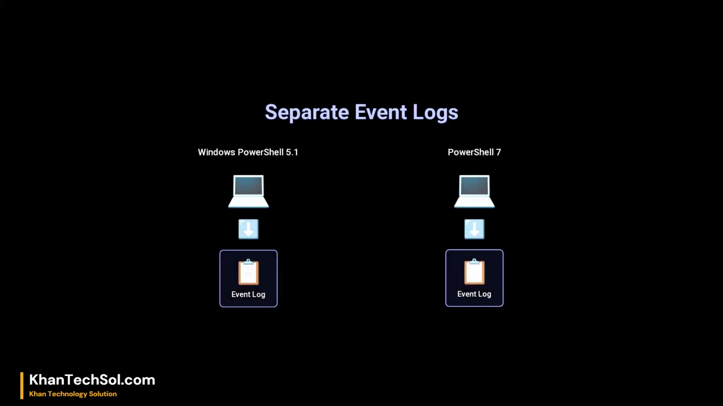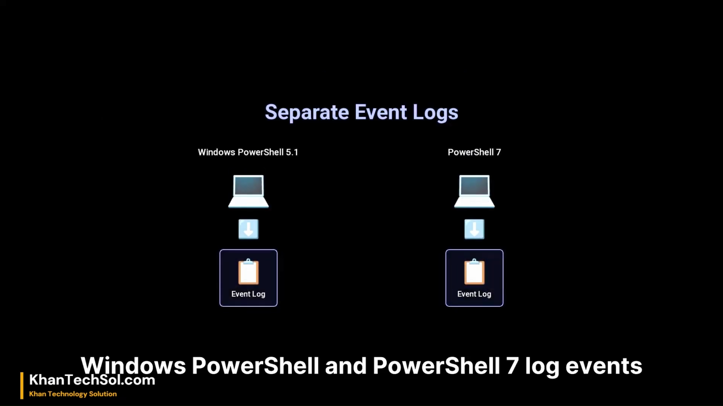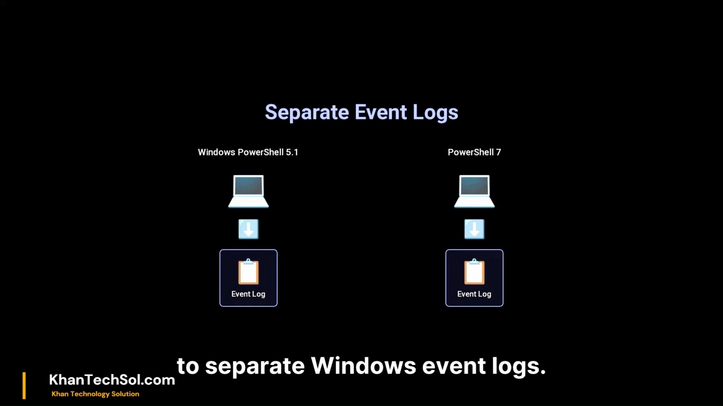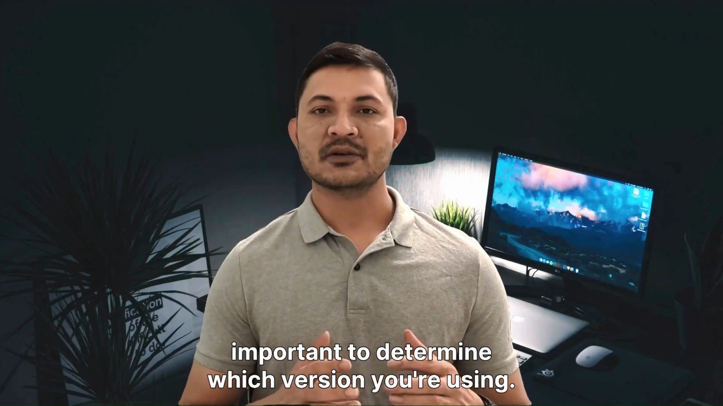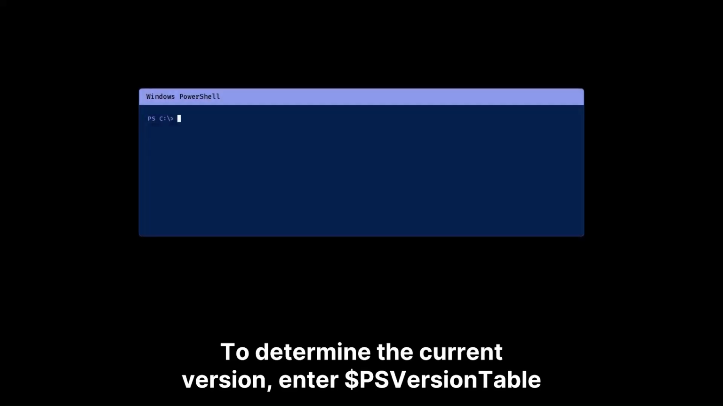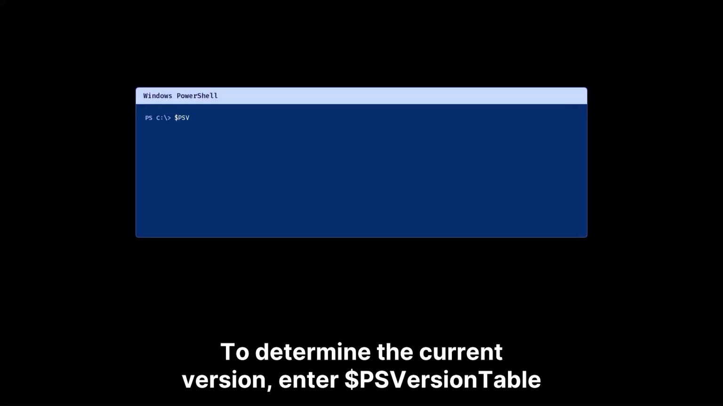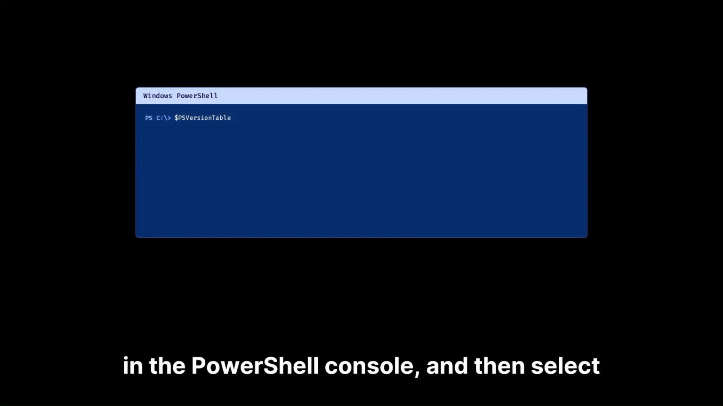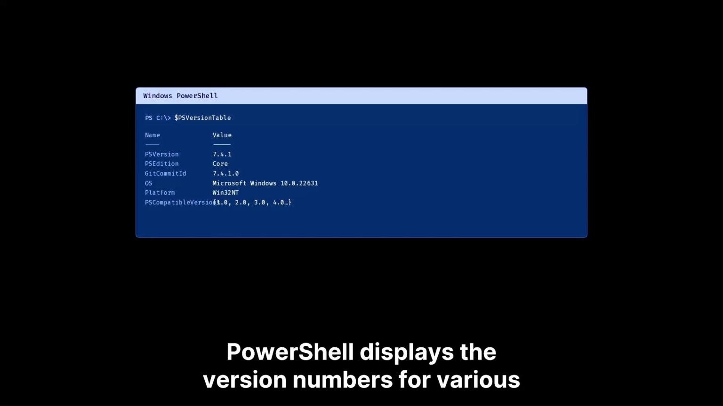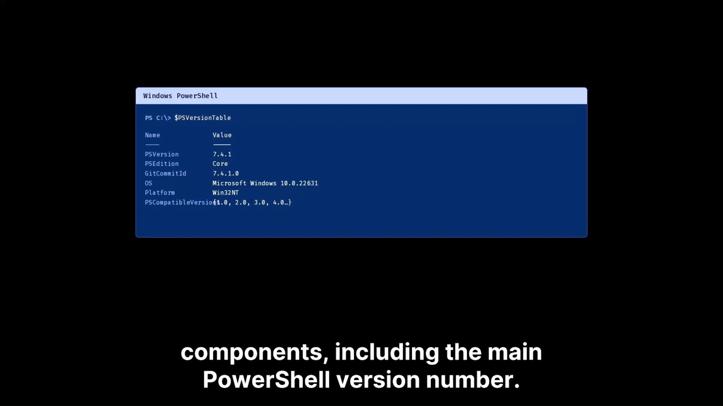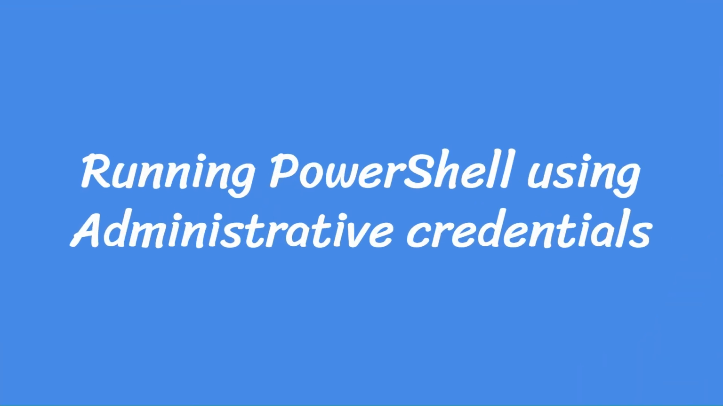Separate event logs. Windows PowerShell and PowerShell 7 log events to separate Windows event logs. When you're reviewing a PowerShell session, it's important to determine which version you're using. To determine the current version, enter $PSVersionTable in the PowerShell console and then select Enter. PowerShell displays the version numbers for various components, including the main PowerShell version number.